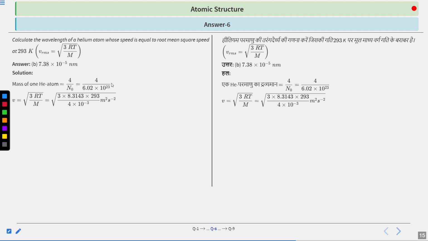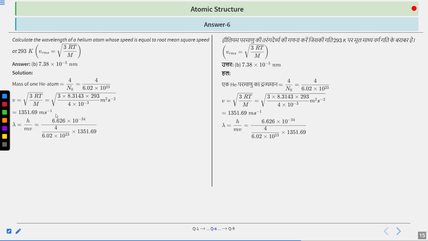Hence, also we know that V is equal to root under 3RT by M. The same thing is mentioned here: 3RT by M, where M is the molar mass. We have converted this molar mass into kg, so 4 into 10 to the power minus 3. Hence, this value comes out to be 1351.69 meter per second. Clear?